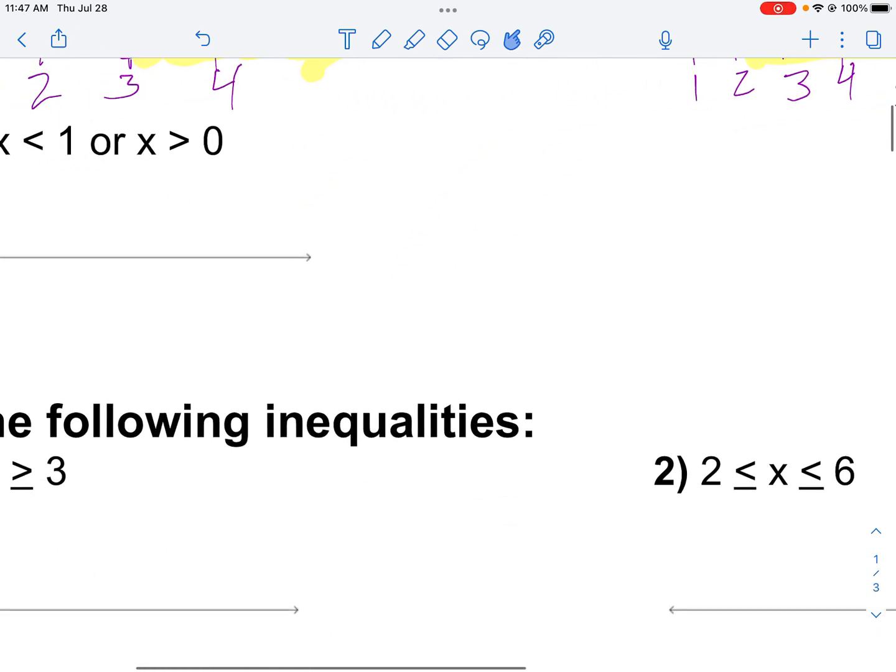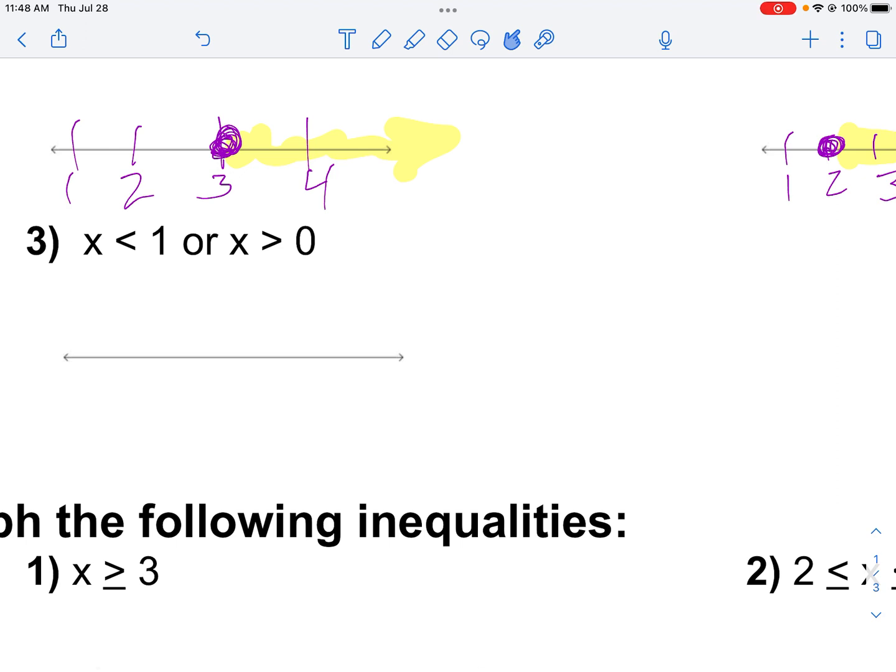Now let's take a look at question 3. This one has an OR. An OR is actually kind of like 2 separate problems all in the same number line. So first off, I look at my 2 numbers. I see I've got a 0 and a 1. So I'm going to put -1, 0, 1, 2, and 3.